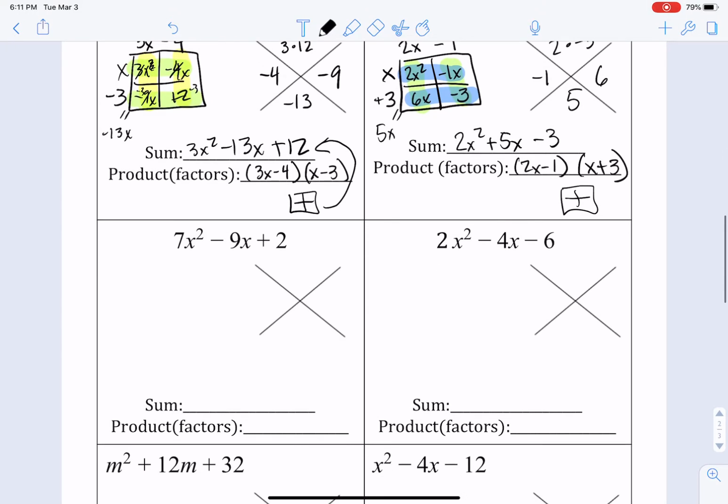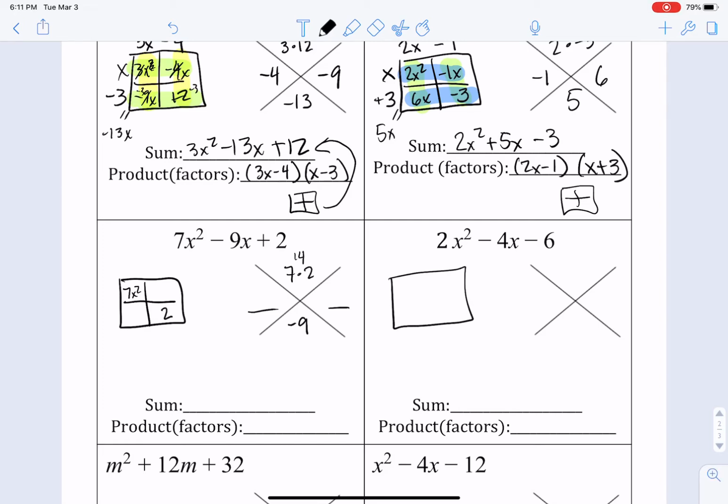Okay, so I'm going to set up your area models over here for you to get you started. Remember, our first term is going to be 7x squared, and our last term is going to be 2. We know up here we're going to have 7 times 2, or 14, and we want to add to negative 9. See what you can do to find the factors, things that multiply to 14 and add to negative 9, and then see what you can do with that one.